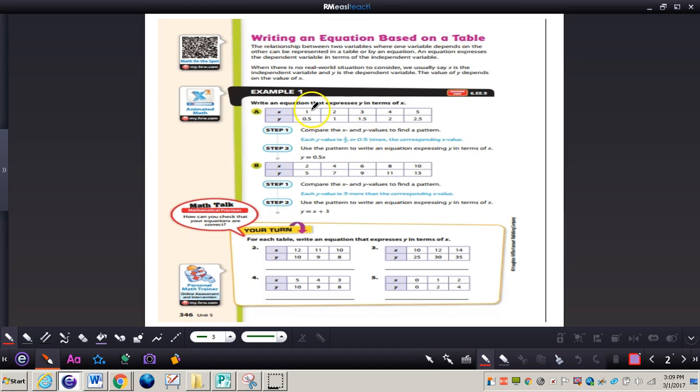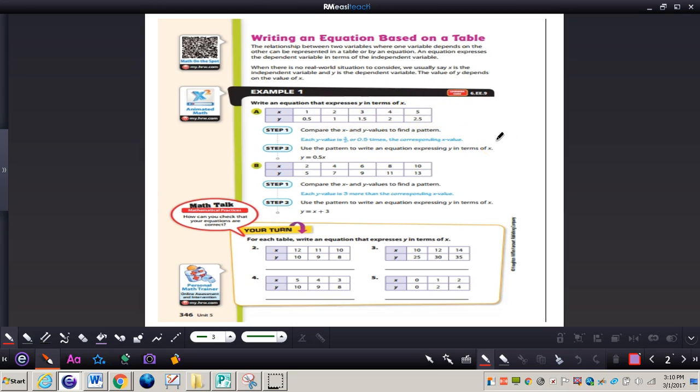So in other words, a half of 1 is 1/2. 1/2 of 2 is 1. 1/2 of 3 is 1.5. 1/2 of 4 is 2. 1/2 of 5 is 2.5. So you can see that the pattern has to go throughout the whole entire table. You cannot just look at the first one and then develop a pattern. It has to be consistent throughout the table.